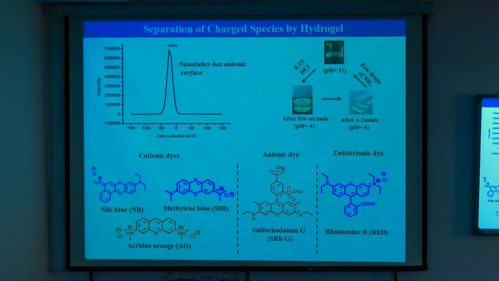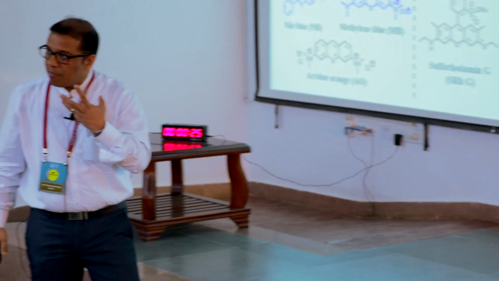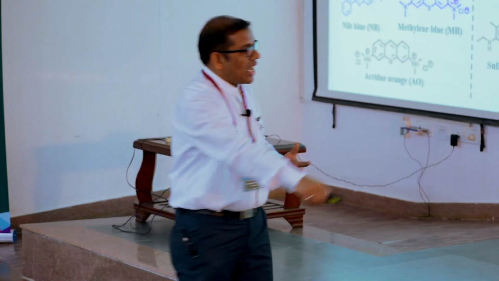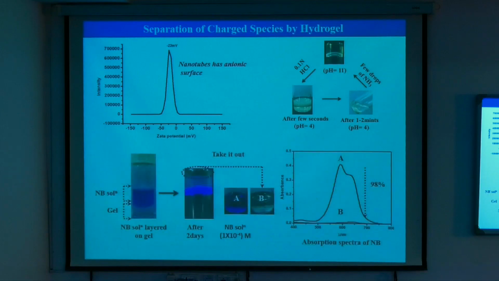Okay, so the initial pH, because of the presence of the ammonia, is 11. Now you add a few drops of acid, pH 4, and it will just form the precipitate. Again you change it, so you can reuse it. For this aligned nanotube, for better visual demonstration, we put in a cationic dye, an anionic dye and a zwitterionic dye. The cationic dye is almost completely trapped by the gel matrix.